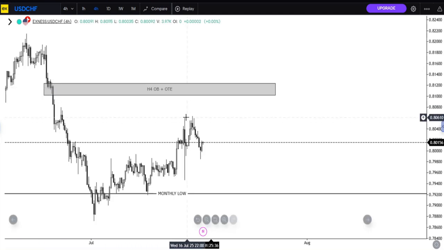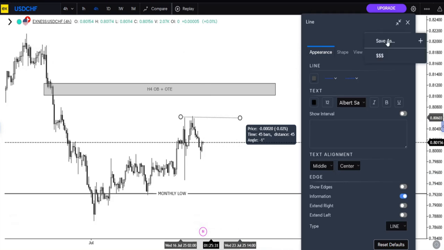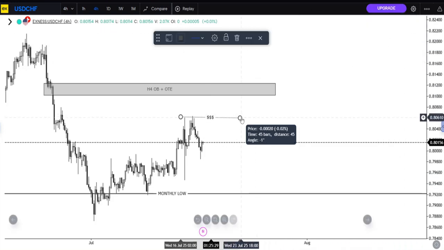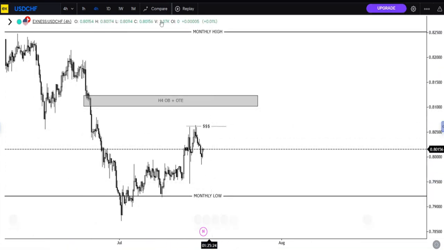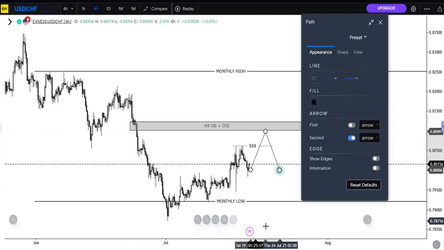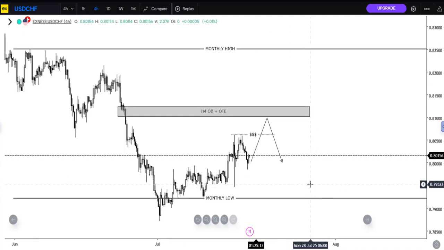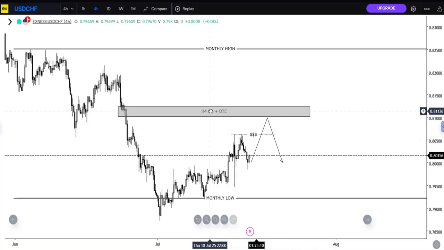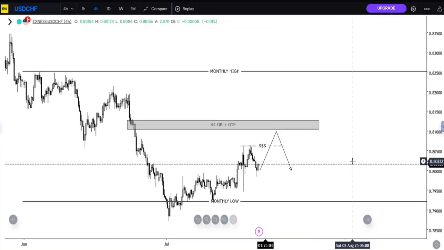Let's mark the liquidity, which is here. So right here, looking for something like this liquidity sweep entry. Monthly low will be TP. Yeah, but something like this.